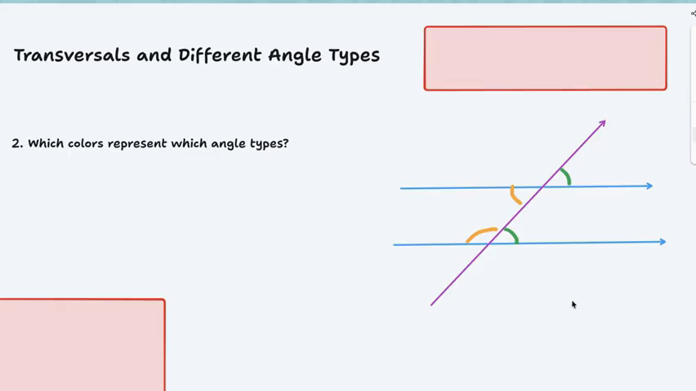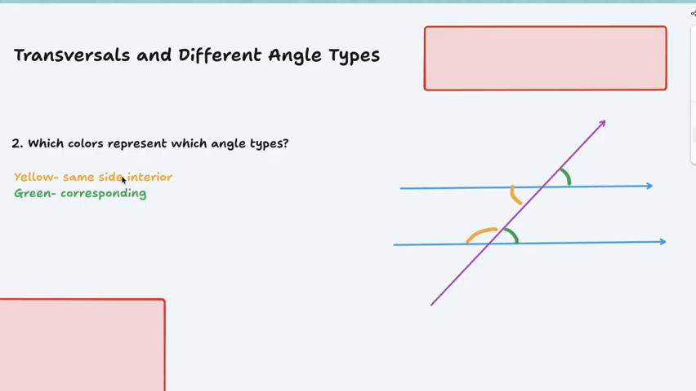Okay, this next question is going to be a little bit trickier. So yellow goes with yellow and green goes with green. And so you have to figure out what angle type the green angles are and what angle type the yellow angles are showing. So pause the video and come back when you're ready.